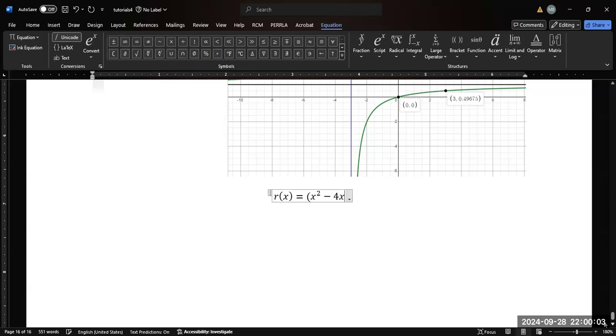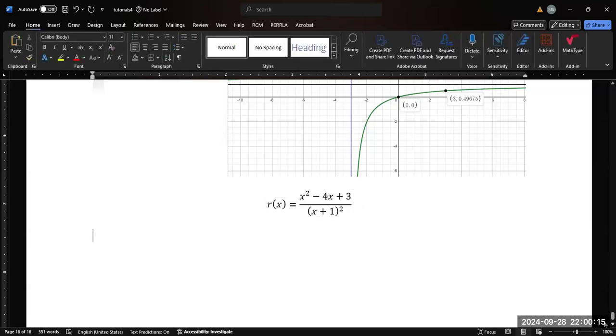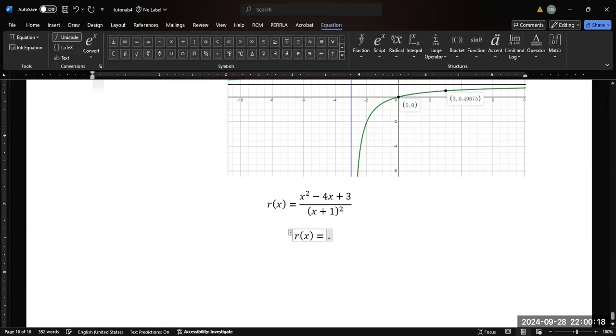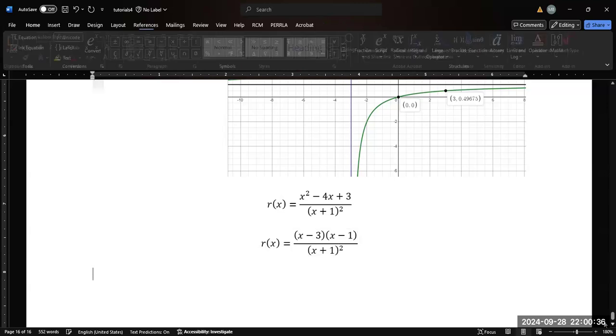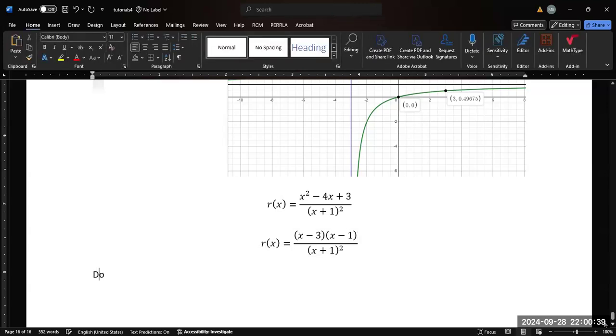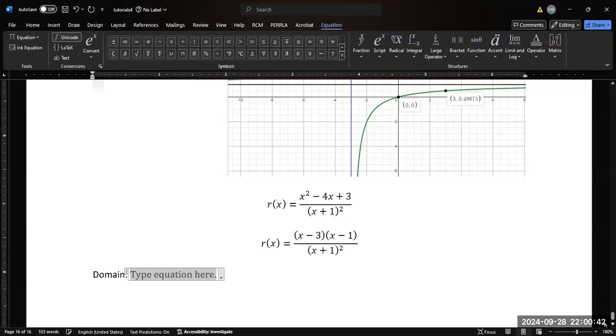x squared minus 4x plus 3 divided by x plus 1 squared. And of course, depending on how many factors you have, things can get quite weird. Since our numerator is not factored, we should try to factor it: x minus 3, x minus 1 over x plus 1 squared. So we have no holes. The domain is going to be all reals except -1.